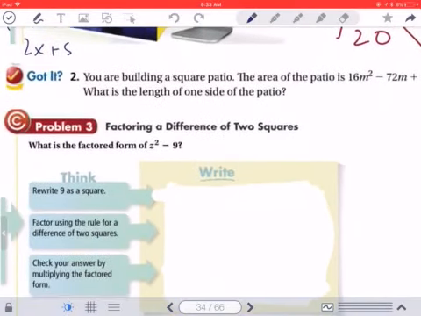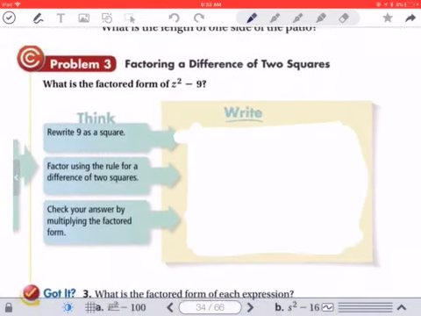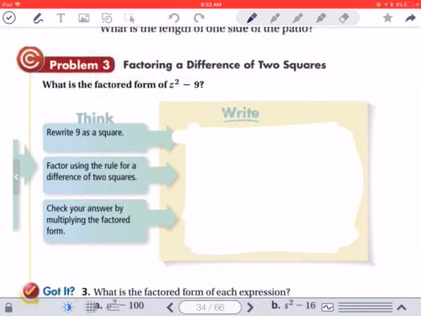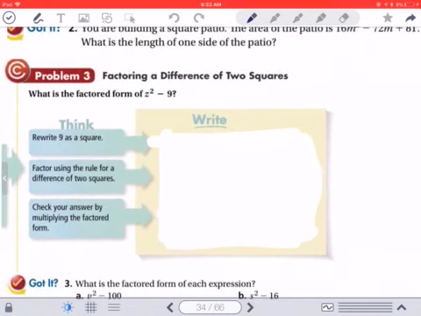Well, let's move on. I think we'll do this today. So we'll do factoring difference of squares. We'll put both of those in. Not too tough. So what is the factored form of x squared minus 9?